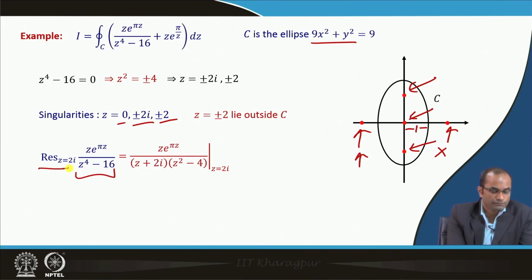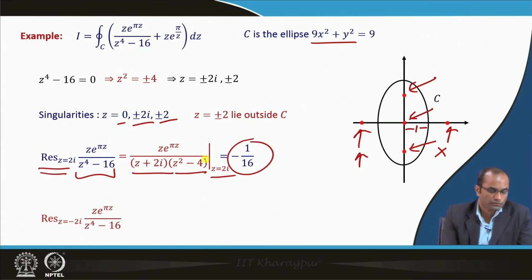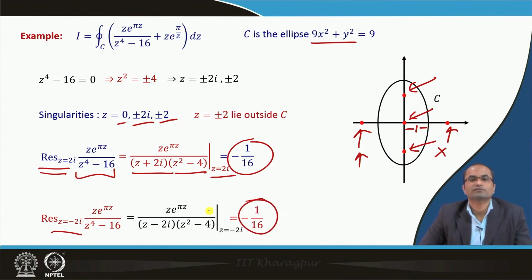If we compute the residue there at z equal to 2i, we factor z plus 2i times z square minus 4. So, except this z minus 2i term, the rest is considered here, and then we take the limit z equal to 2i, and we got minus 1 over 16. Similarly, for minus 2i also we can evaluate this, and the same number minus 1 over 16 will come. So, these are the 2 points we have evaluated.